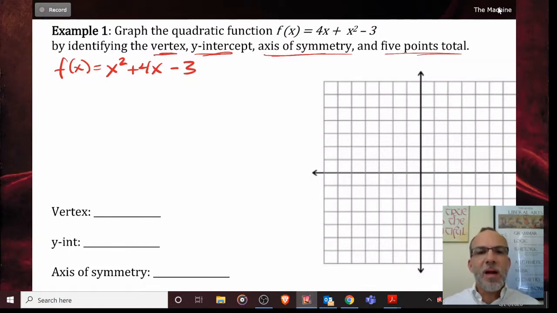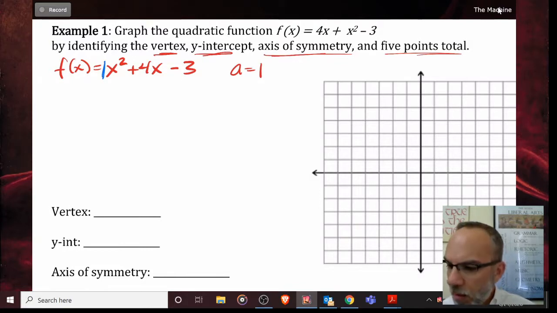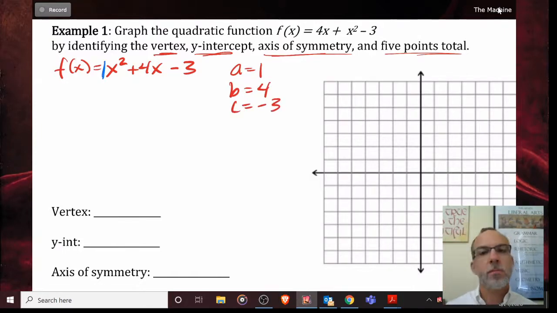Let me identify my a, my b, and my c. My a is equal to 1. That's the coefficient out in front of the x squared term, and it's not written. And of course, when it's not written, it's 1. b is the coefficient on the x term. b is equal to positive 4, and c is equal to negative 3. Okay, now the next thing I need to do is find my vertex. The most important thing I do is find my vertex. So what's the vertex? The vertex is (h, k).